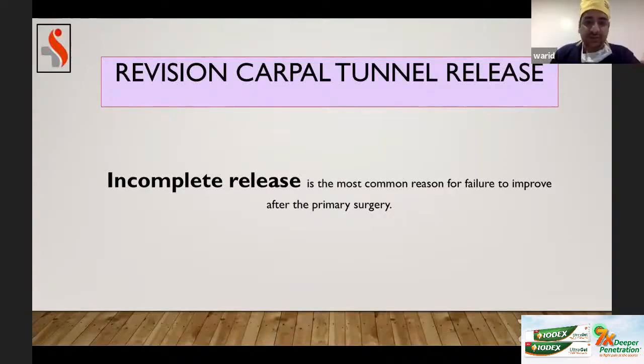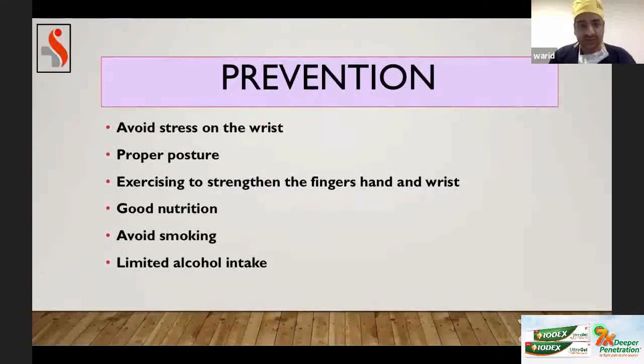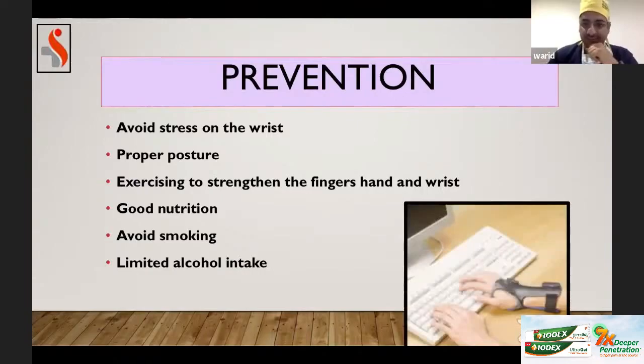Revision carpal tunnel syndrome: incomplete release is the most common reason for failure to improve after primary surgery, which I mentioned earlier once, that a lot of literature is on that, and they do suggest that incomplete release is one of the common problems. Prevention: avoid stress on the wrist, proper posture, exercising to strengthen the fingers, good nutrition, avoid smoking, and limited alcohol intake.